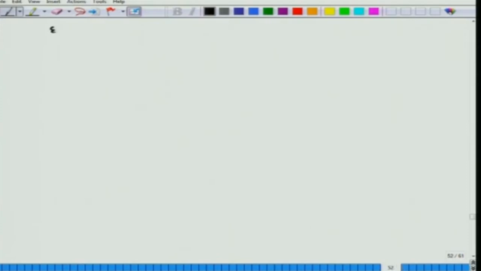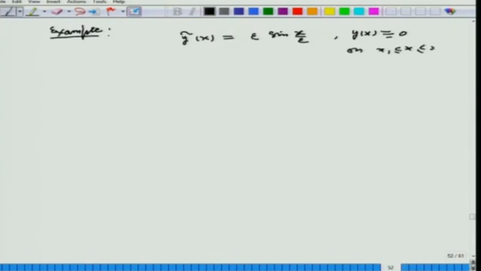So, for example, if we consider this y tilde x equal to epsilon sin x by epsilon and y x equal to identically 0 on x 1 less than x less than x 2, then we see that this delta y at x is nothing but epsilon sin x by epsilon. And so, the absolute value of delta y, because y x is identically 0 here, is less than or equal to epsilon mod sin x by epsilon, and sin here is always bounded by 1. So, this is less than or equal to epsilon.